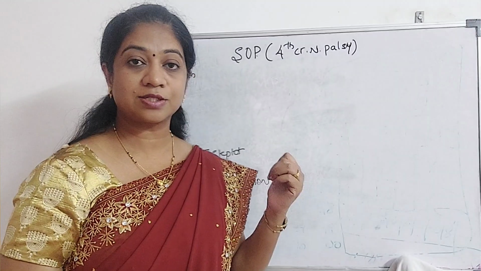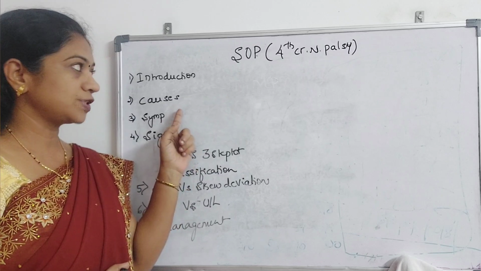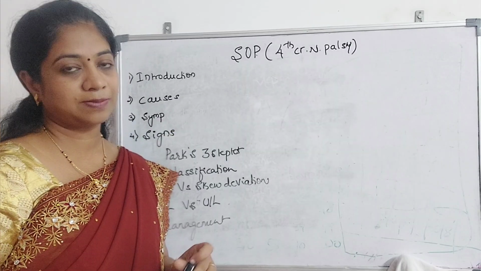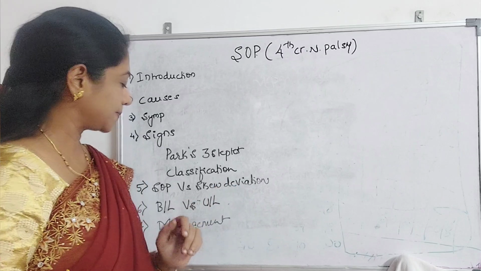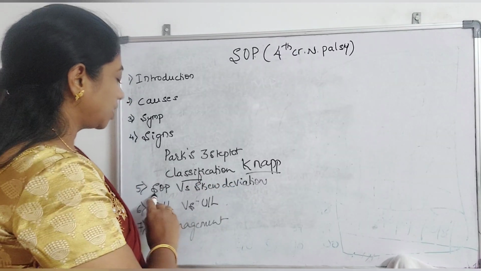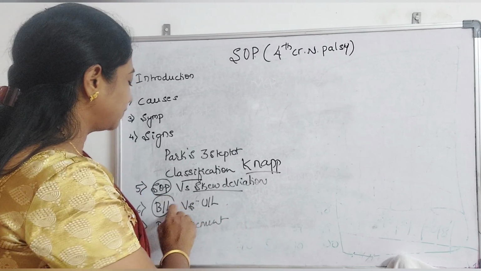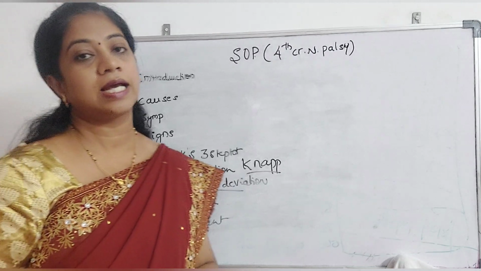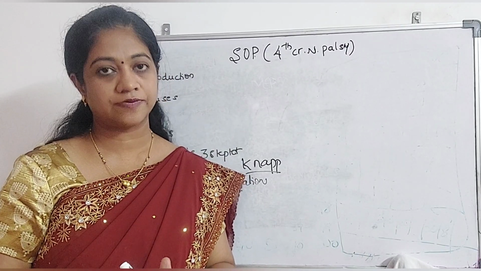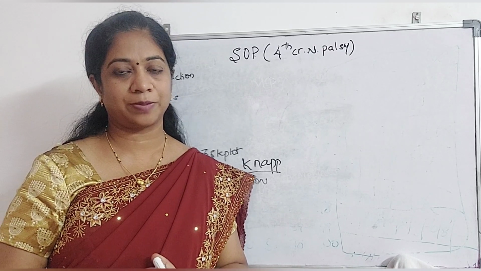So let's discuss superior oblique palsy under the headings of introduction, what are the causes for superior oblique palsy, what are the symptoms and signs. In the signs I will be explaining Park's 3-step test and classification of the superior oblique palsy, the NAPS classification, how to differentiate superior oblique palsy from skew deviations, what are the features in bilateral superior oblique palsy, as well as the management, which includes the investigations as well as the treatment modalities for superior oblique palsy. So without much delay, let's begin our video on superior oblique palsy.